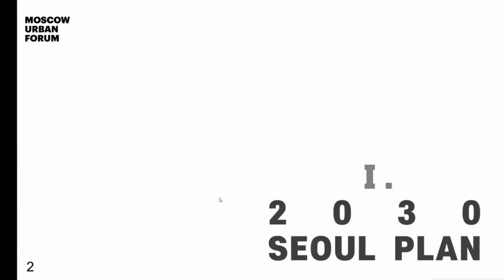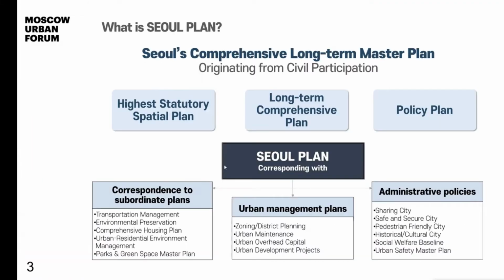So let's get started. The 2030 Seoul Master Plan is a 20-year long-term comprehensive plan, and it is the highest, most powerful statutory plan in Seoul. As you see here, under the Seoul Master Plan, we have over 100 plans, and all these plans should coordinate with the Seoul Master Plan.